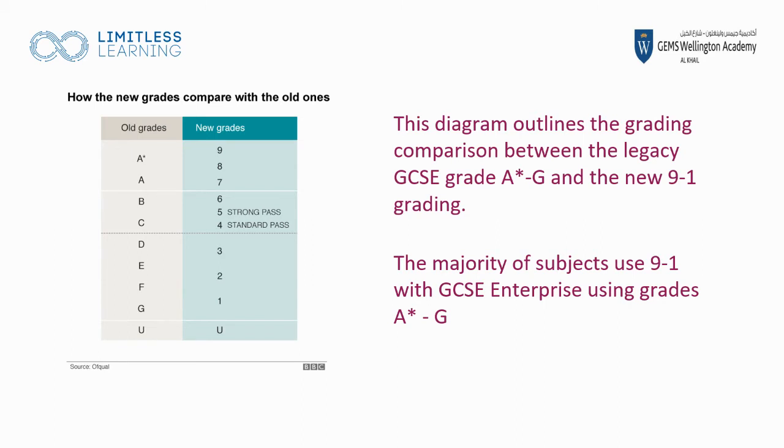The diagram here outlines the grading comparison between the old legacy GCSE grade, A to G, and the new 9 to 1 grading system. You will see that a grade 4 is similar to a C, a 5 is in between a C and a B, and that a 7 and above is equivalent to an A and above.